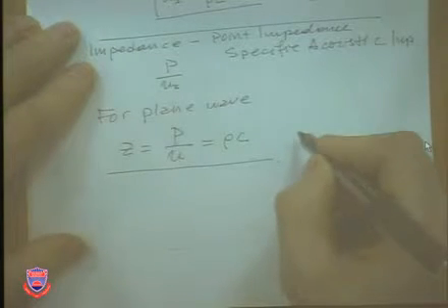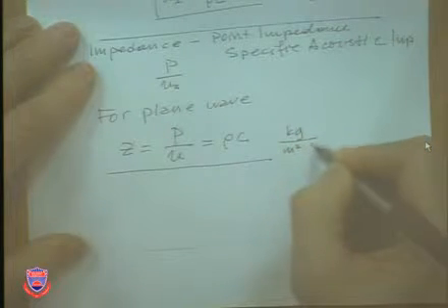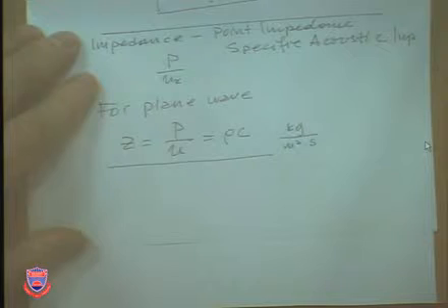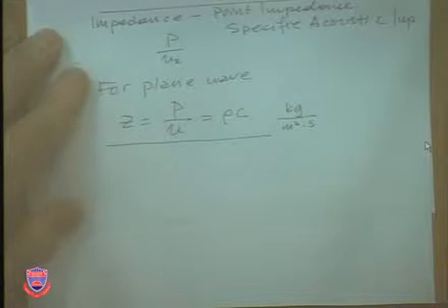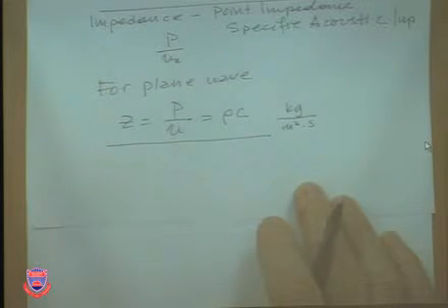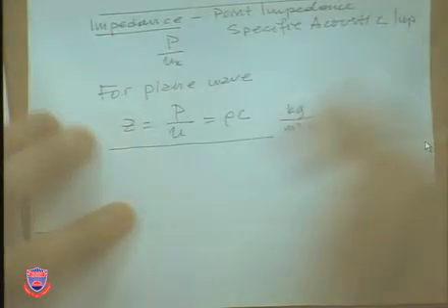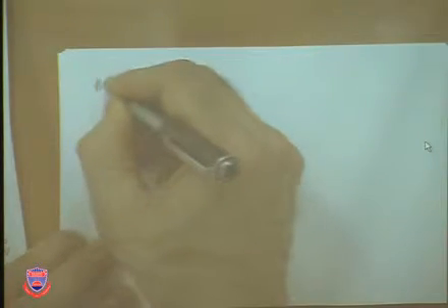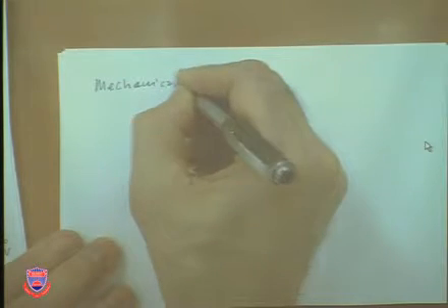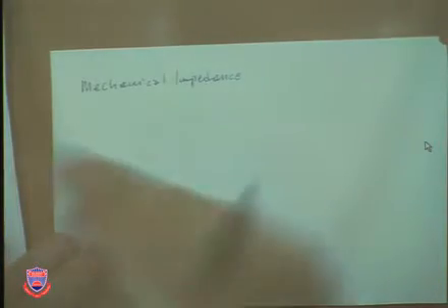And the value of that is, let's see now, kilogram per meter square times second. So we're still on the topic of impedance. While we have that, we have something called mechanical impedance, because these will come in when we start looking at vibrating systems, pistons, etc.